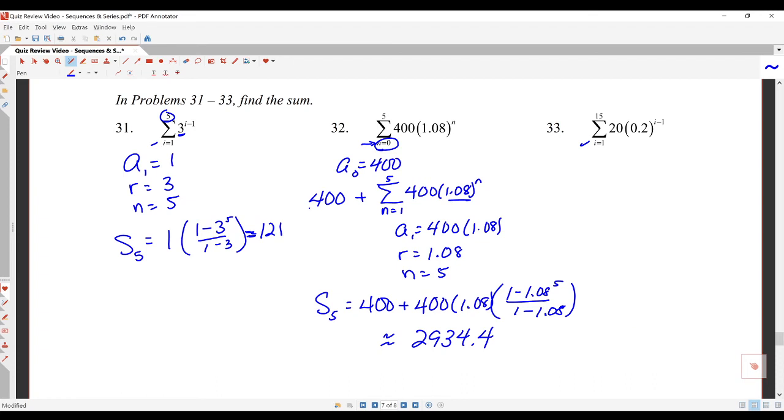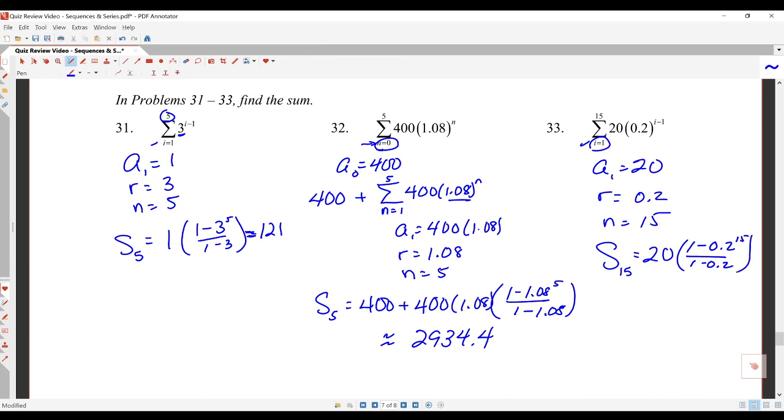And the final one here. Again, we are all set, so let's go ahead and do that. Our first term, if I plug in 1, I get 20. My R value is 0.2. My N value is 15. So my S15 is going to be A1 times 1 minus 0.2 to the 15th over 1 minus 0.2. And we get, for that, 25.